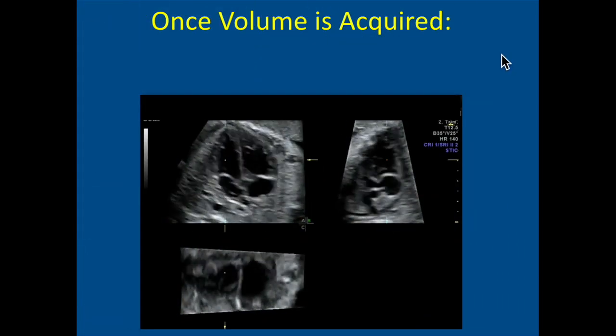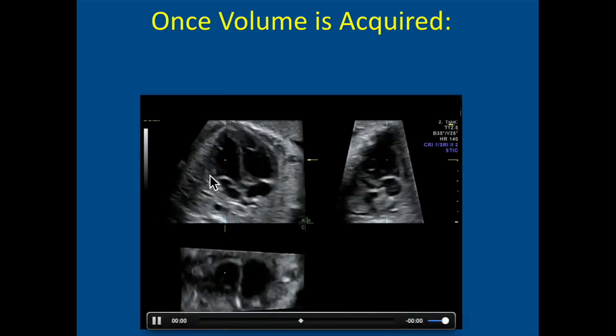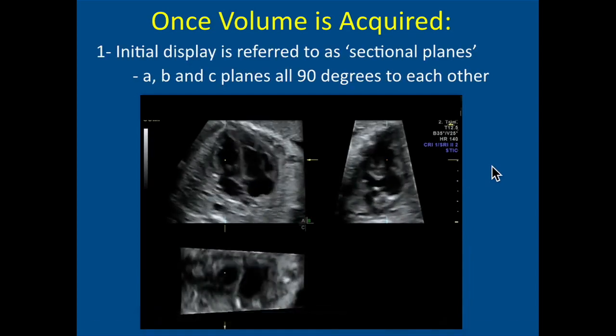So once the volume is acquired, typically your machines will be configured to give you a primary image called a multiplanar display, with the A plane being what you were looking at when you acquired the image. The B plane is 90 degrees to that, and the other little piece of cheat information you get in the B plane is this will tell you what your sweep angle was. So you can see here we went from above the 3-vessel view to just below the diaphragm with an angle of 35 degrees. And finally, the C plane, which is the coronal plane, which is where the image drops off in the greatest quality.